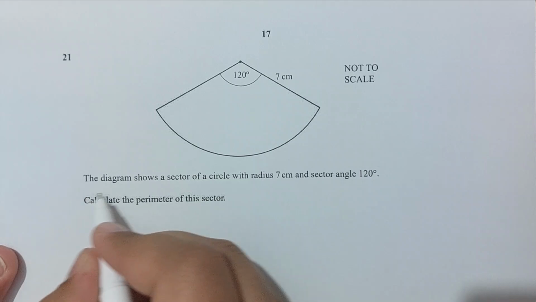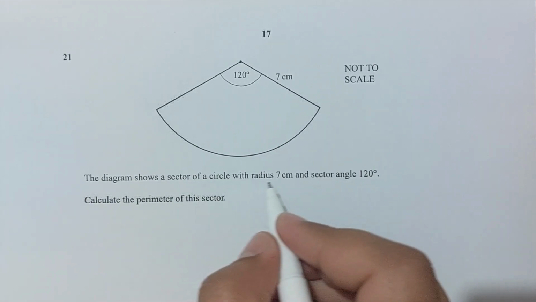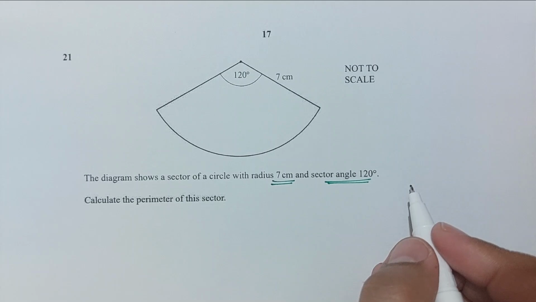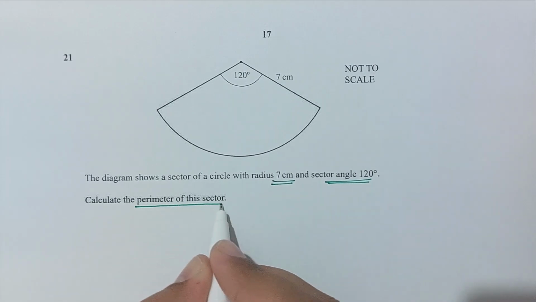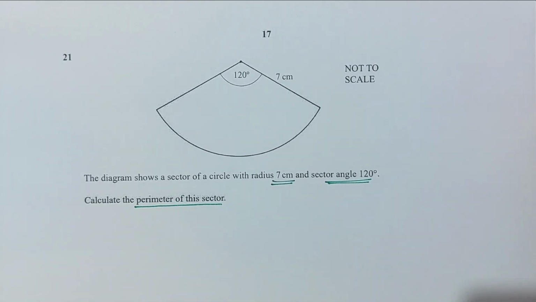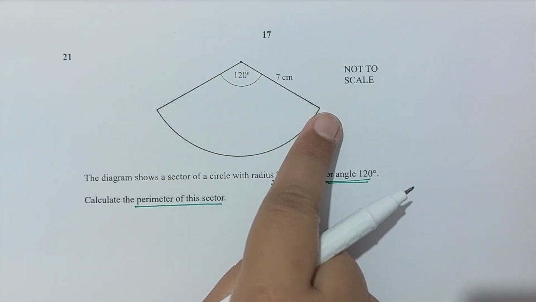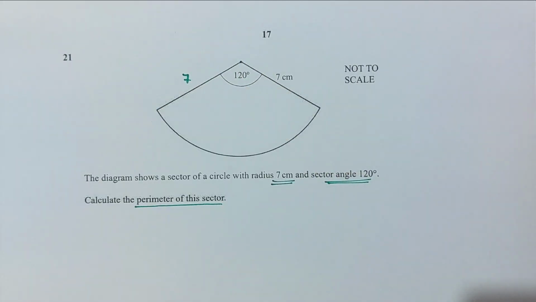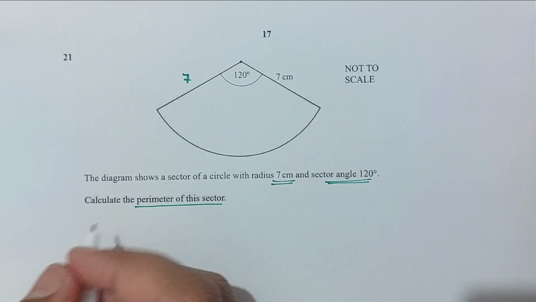Question number 21. The diagram shows a sector of a circle with a radius 7 centimeters and the sector angle is 120 degrees. Calculate the perimeter of this sector. The perimeter of a sector is the radius plus the arc length. This radius is also 7. So we have to figure out the arc length first.